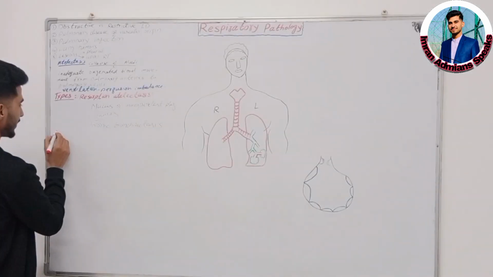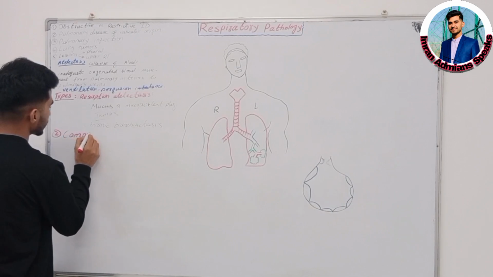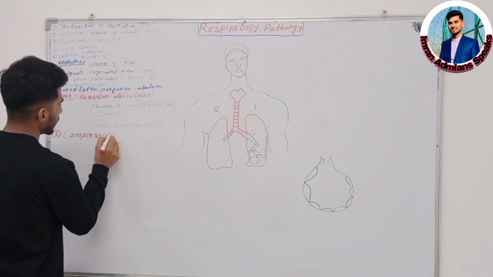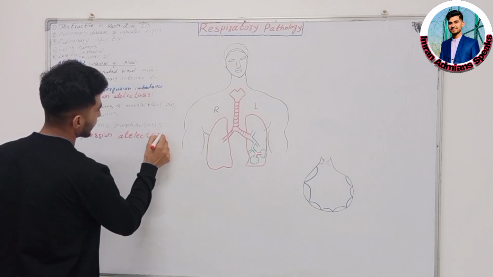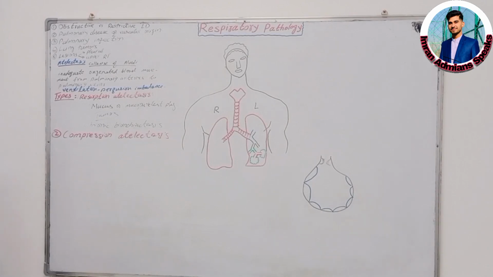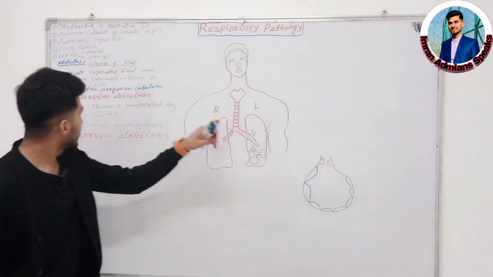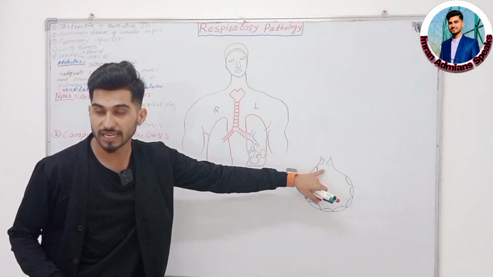And now type number two: compression atelectasis. Here, in case of resorption atelectasis, there is obstruction of the airflow of the lung.